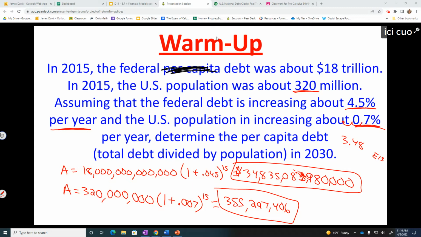And now the question is to find the per capita debt. So that means how much debt would each person have to pay? Let's say we're going to pay this off, all of the countries our country owes money to, everything. We have to pay it off. So how much would each individual citizen in our country have to pay towards this debt? To get that, we're going to do the total debt divided by the population. Let's try that.